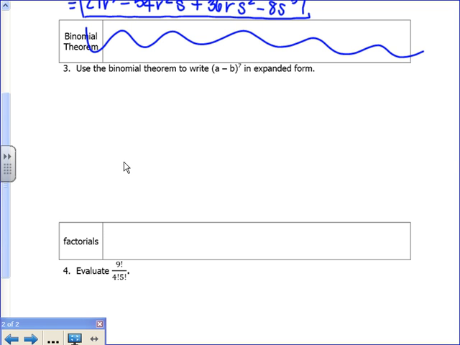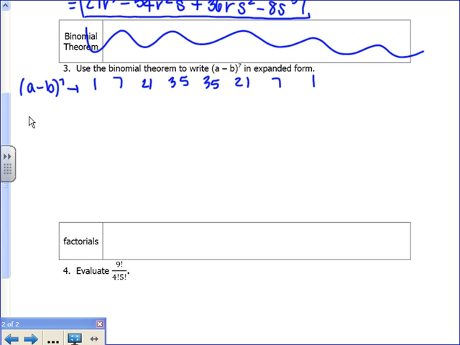Now, it says use the binomial theorem to write a minus b to the 7th in expanded form. We're going to do the same thing, but this time we need the 7th tier of our Pascal's triangle, so let's write that down first. I'm looking at the other side of your note sheet, and I'm going one more layer down. So I'm going to have 1, 7, 21, 35, 35, 21, 7, and 1.